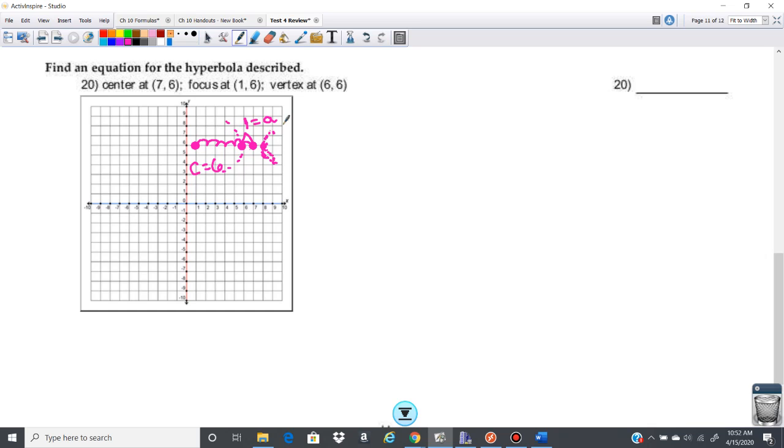Because the hyperbola is opening left and right, we're going to use the equation (x minus h) squared over a squared minus (y minus k) squared over b squared equals 1. When we open left and right, we put the x first. When we open up and down, we put the y first. We know that a is 1. We know that c is 6.